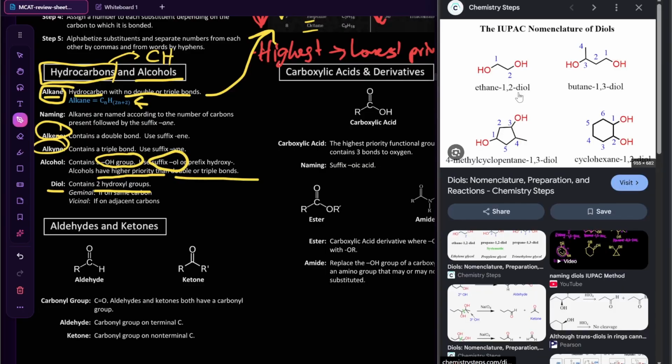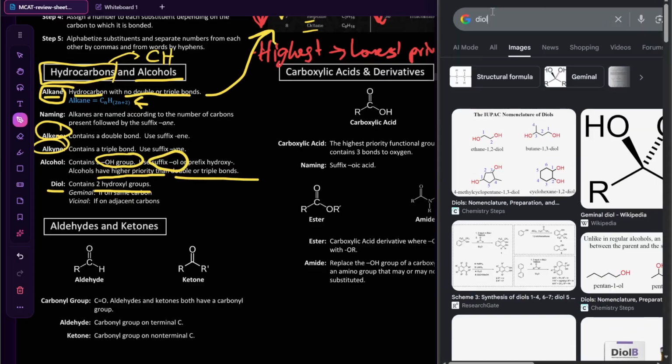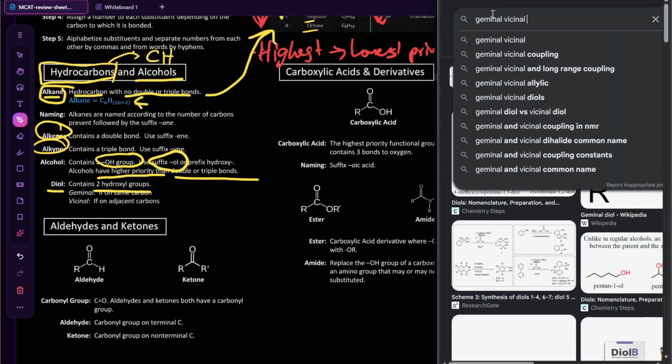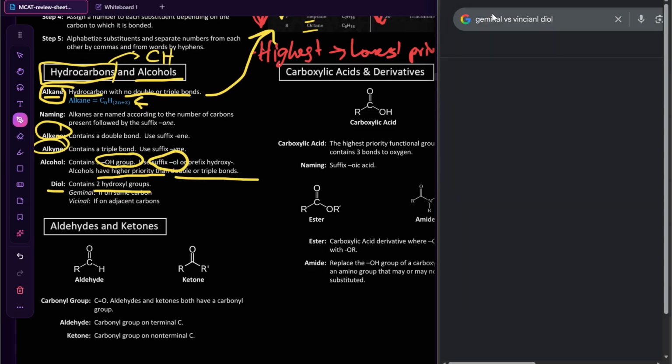This is why you need practice questions too. So here we have a 1,2 diol. They would name where the diol is, which carbon it's on, and then they would put diol. And a geminal diol is different from a vicinal diol.